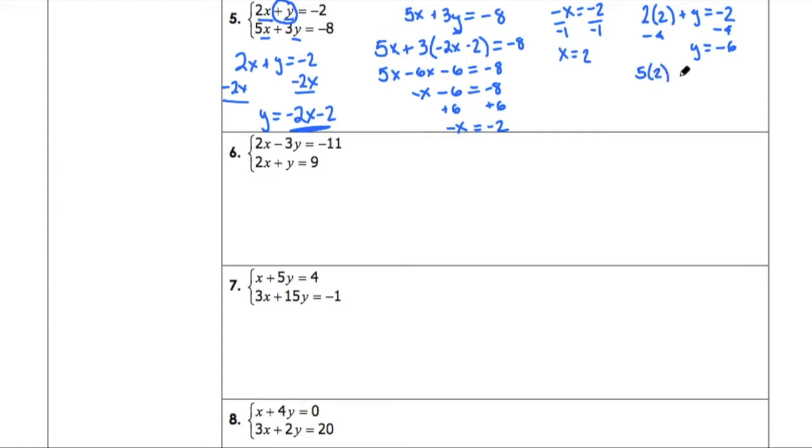5 times 2 plus 3y equals negative 8. Well, that's 10, so I'm going to subtract 10 on both sides, and 3y is equal to negative 18. If we divide by 3 on both sides, we get y is equal to negative 6. So our final answer, 2, negative 6. We confirmed it by plugging it into both equations. You don't have to plug it into both equations, but that does help confirm to us that we got the right answer.